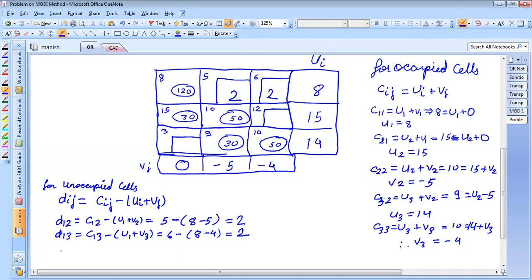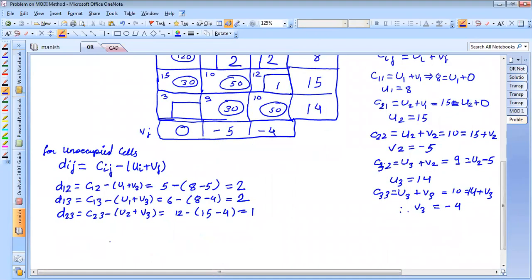Okay. Similarly, D23 will be equal to C23 minus of U2 plus V3, that is equal to 12 minus of 15 minus 4, isn't it? 15 minus 4 is 11. 12 minus 11 is 1. So this will be equal to 1.